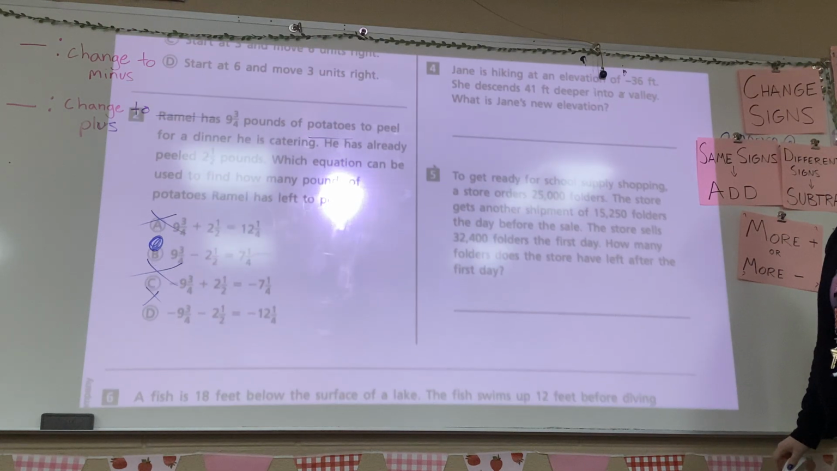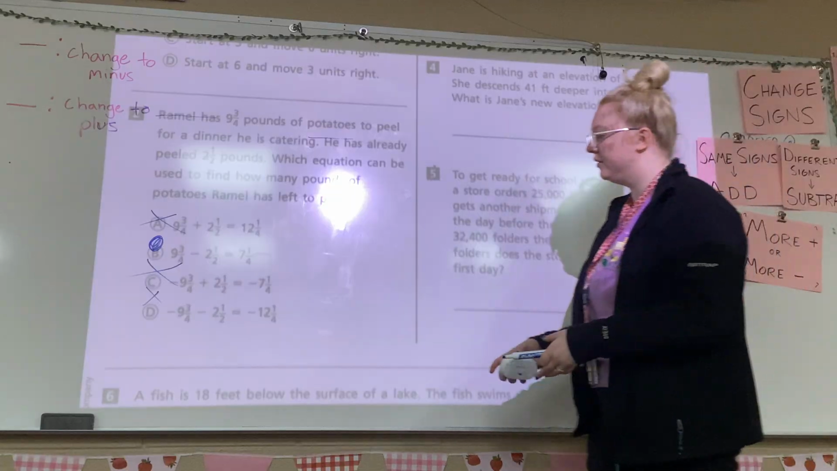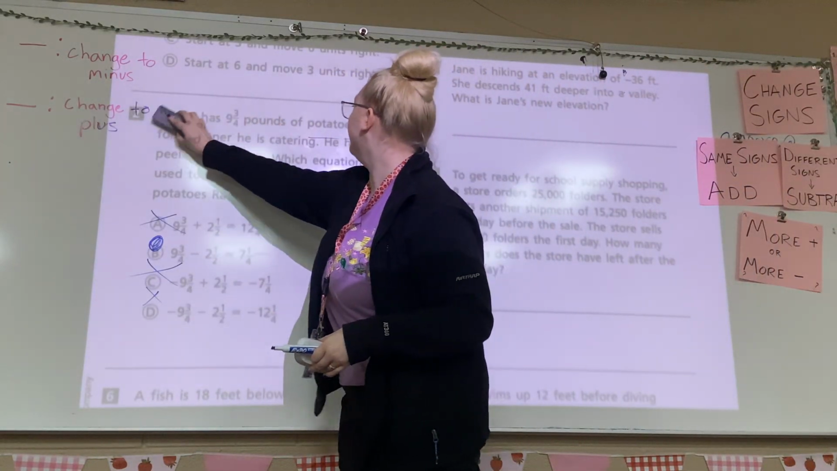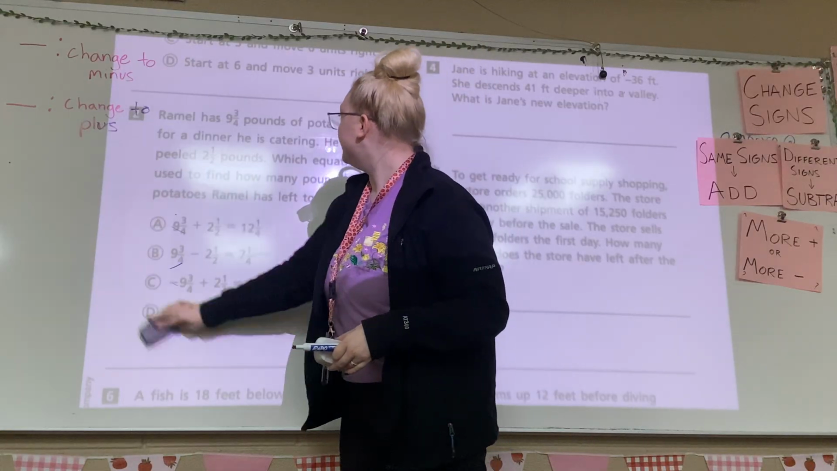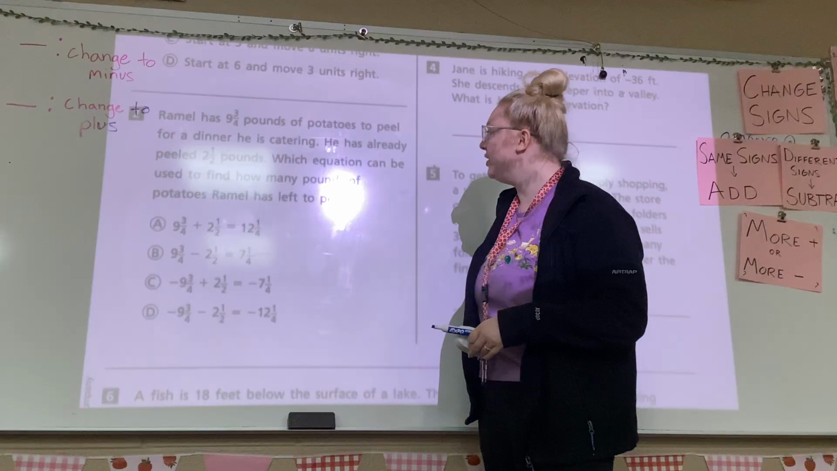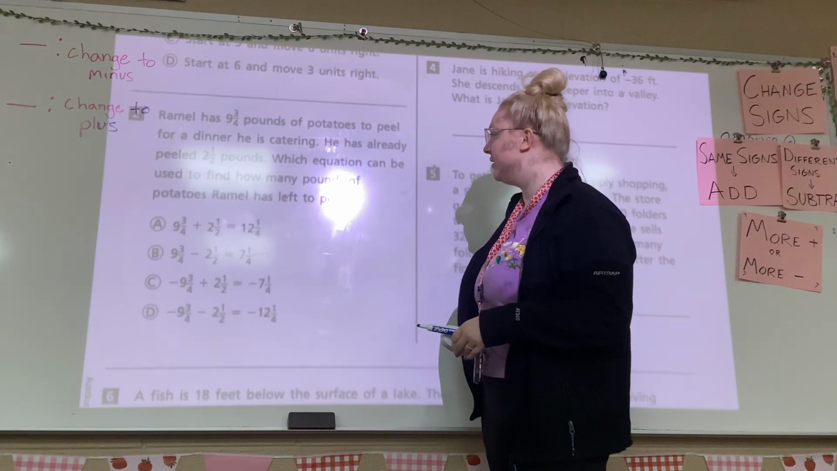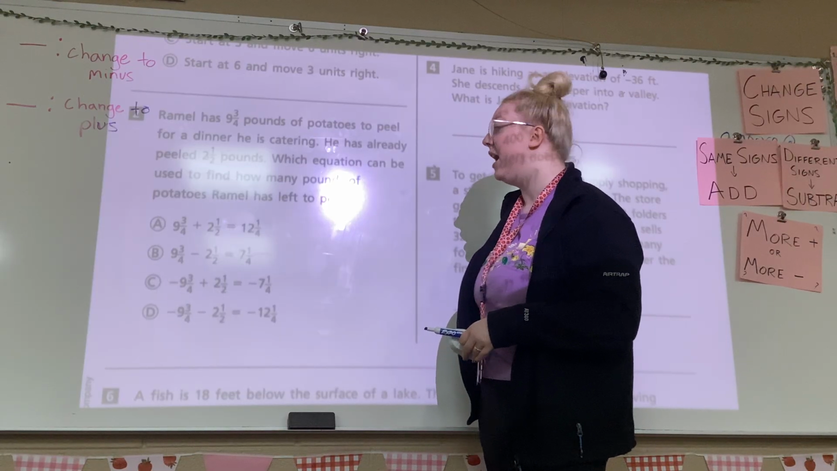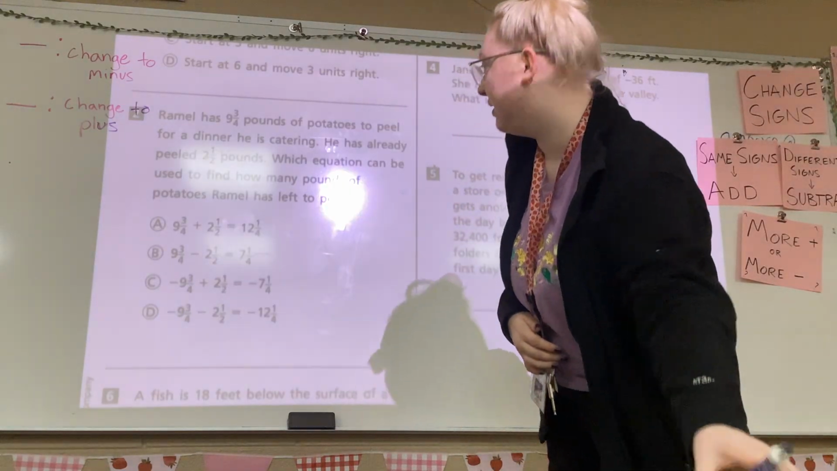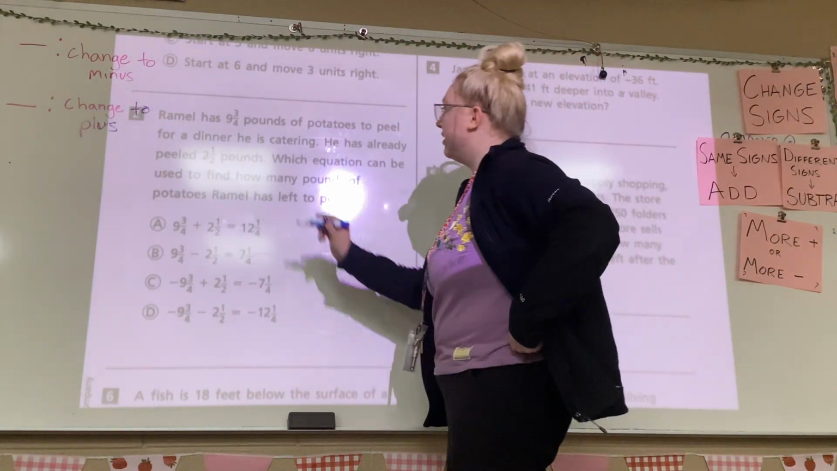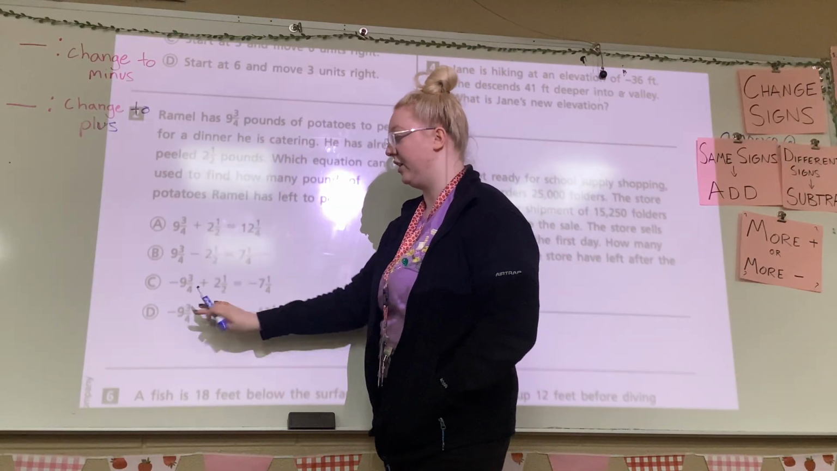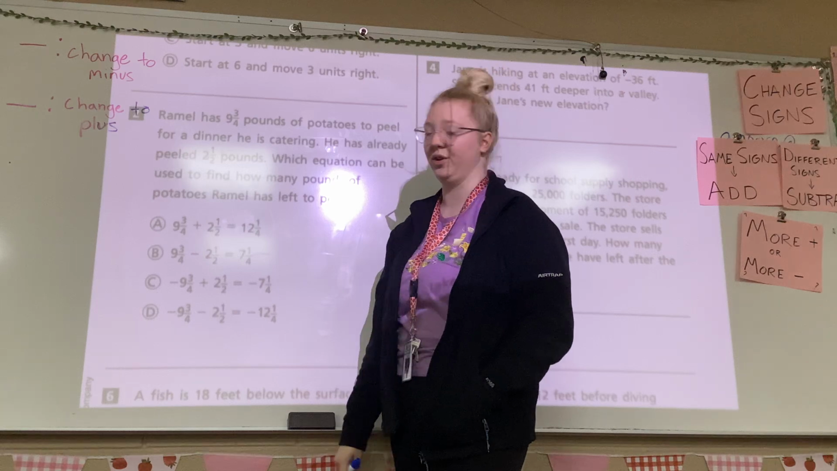Number 2, I think you pronounce it Ramel, has 9 3/4 pounds of potatoes to peel for a dinner he is catering. He has already peeled 2.5 pounds. Which equation can be used to find how many pounds of potatoes Ramel has left to peel? Again, they're not even asking us to solve it. They just want us to write an equation, okay? He starts with 9 3/4, positive 9 3/4, right? You can't really have negative 9 3/4 pounds.